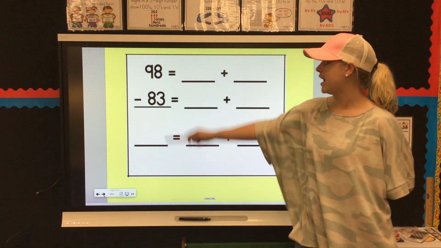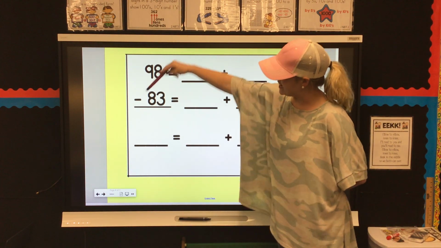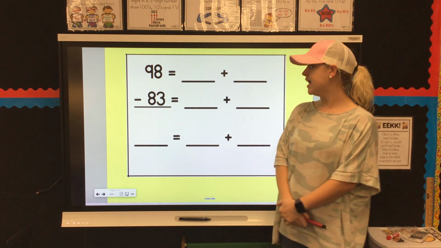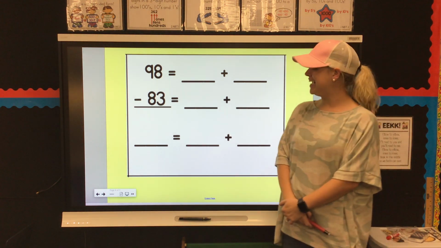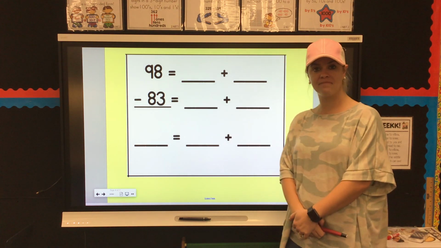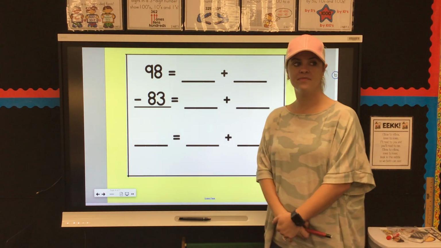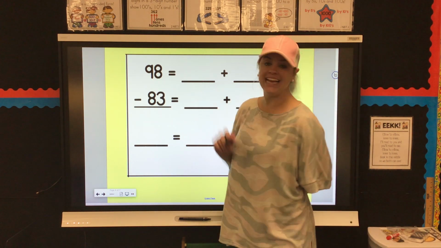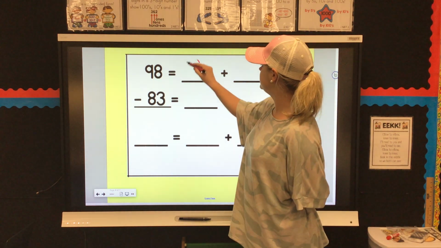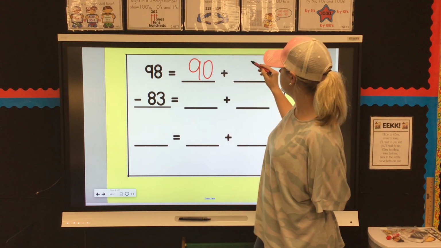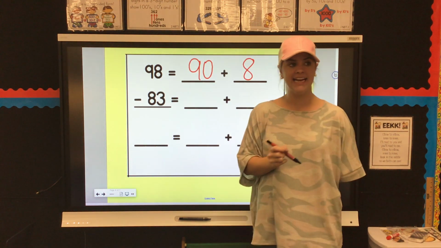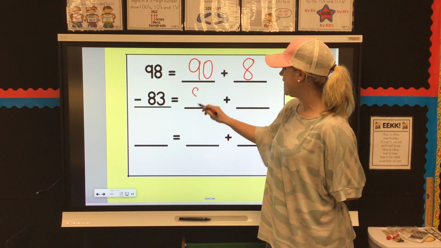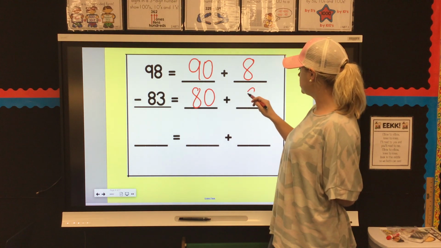I'm going to give you a second to write it down on your whiteboard. 98 minus 83. All right, here we go. 98, we can decompose that into tens. So 9 tens is equal to 90, and 8 ones is equal to 8. And then 83, we can decompose that into 80 plus 3.